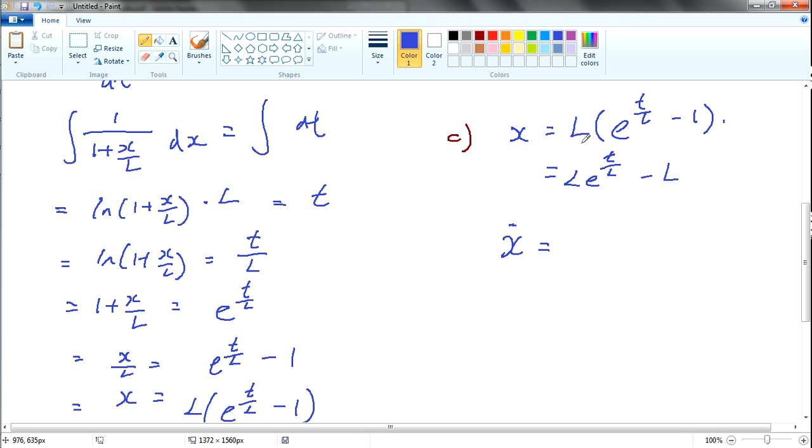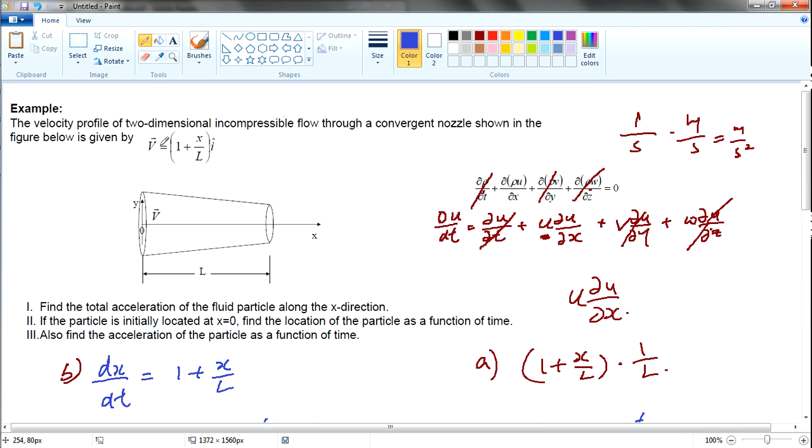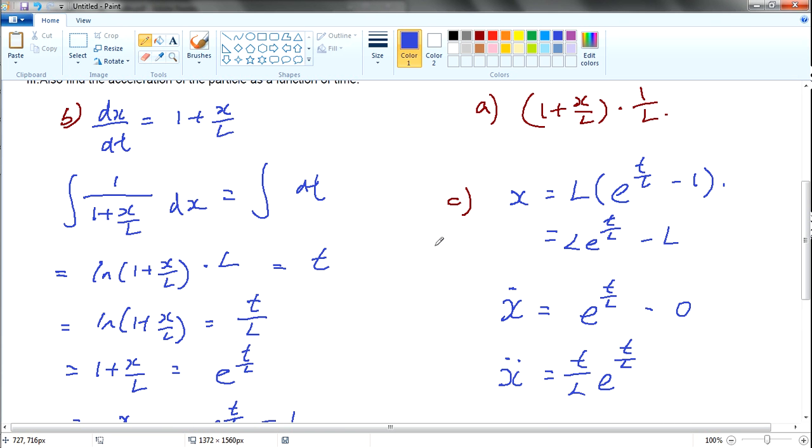Apparently when I expand this one, I have this multiplied out into here, and you have this equation over here. You just differentiate one time, you get e to the t over L. The L is a constant, so you differentiate it away, that is 0, in other words it's minus 0. Then if you differentiate the second time, you have e to the t over L over L. So this is the equation that describes the acceleration of the particle.